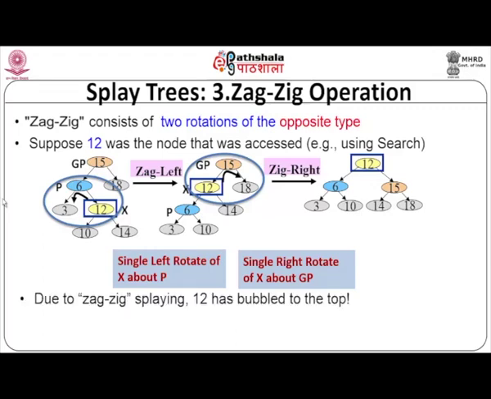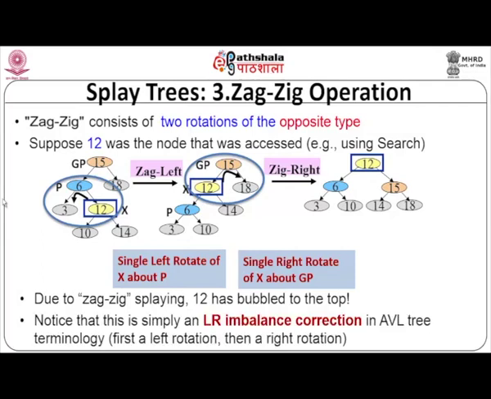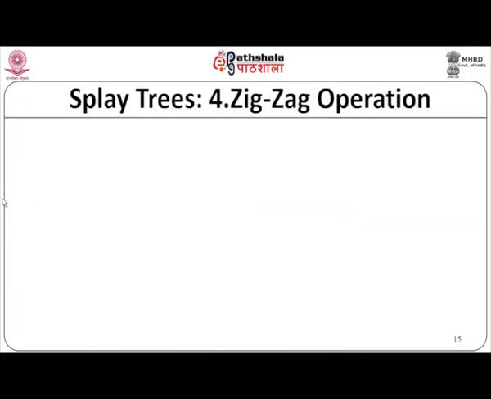Due to zag-zig splaying, 12 has bubbled up to the top. Notice that this is simply LR imbalance correction in AVL tree terminology, first a left and then a right. So, it is the same thing that we talked about here, terminology is slightly different, and the aim here is to bring 12 up to the root. Okay. Now, you have the zigzag operation.